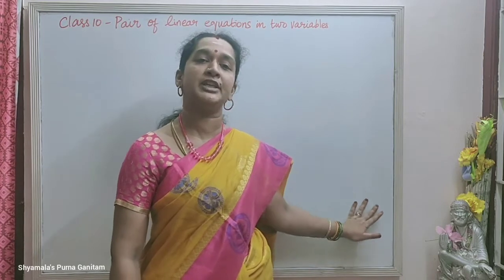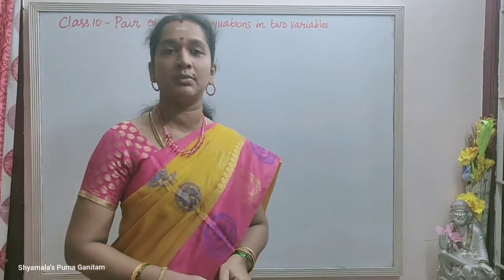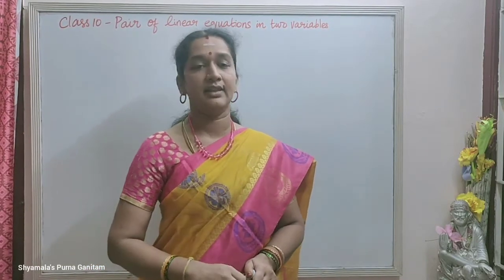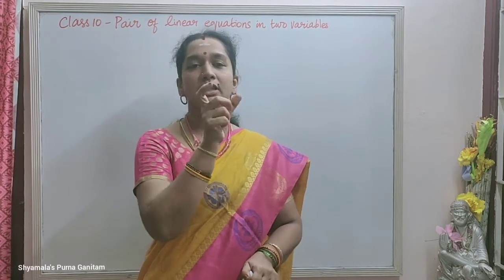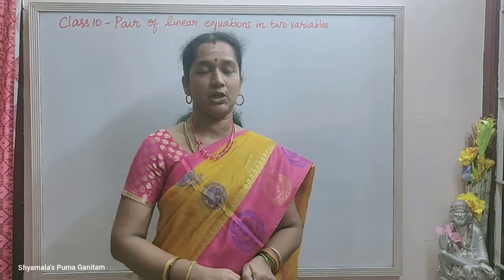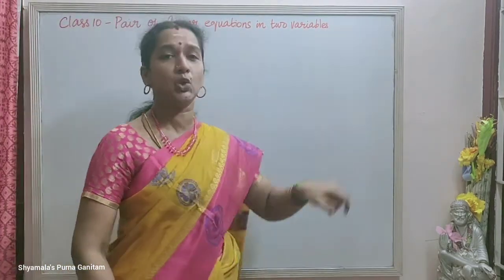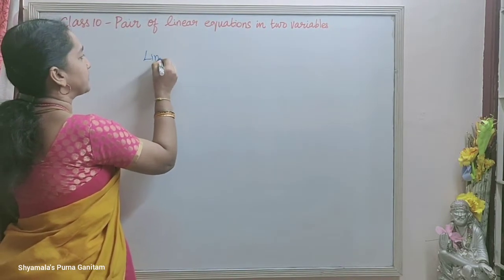What is a pair of linear equations? What is a linear equation? We know that a linear equation means the degree of the given equation is 1. If the degree of the given equation is 1, then that equation is called a linear equation. Here it is given pair of linear equations in two variables. So what is a linear equation in two variables?